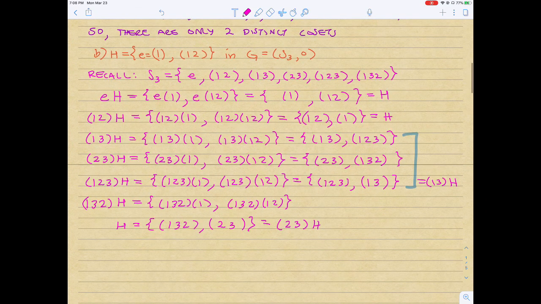Okay, and I'm going to make that complete. So thus, the 3 distinct left cosets are what? Well, H, of course, and then (1 3)H, and then (2 3)H. Okay.